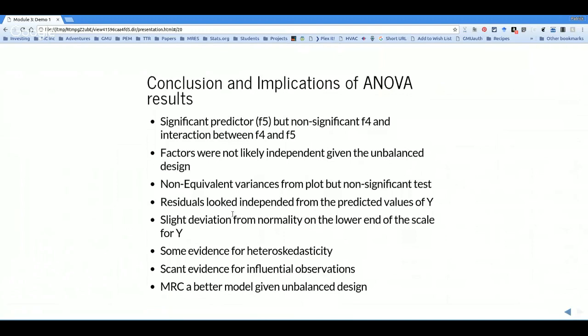The residuals looked independent, a little typo there, from the predicted values of y, slight deviation from normality, a little bit of evidence of heteroscedasticity, nothing to worry about. And there's a little bit of evidence for influential observation. So MRC, again, might be a better model given the unbalanced design. Okay. And that's the first module. That's the third module, demonstration 1.